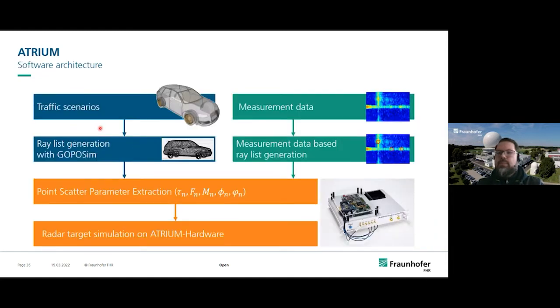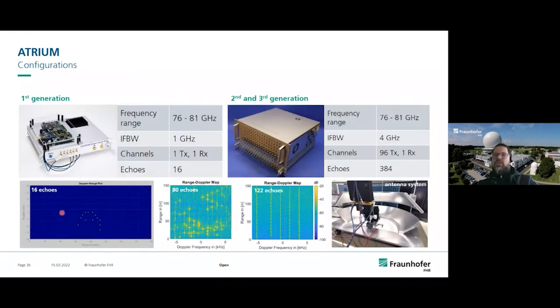You would normally progress with the software or with the system as follows. You generate a traffic scenario, then you generate Arraylists using Goprosim, then you do some post-processing, and then you load this information into the radar target simulator to simulate the traffic scenario. There are certain configurations given for the Atrium system. So this here is the first generation, which can simulate up to 16 echoes. So here we put together a Range-Doppler map in the shape of an A for Atrium.